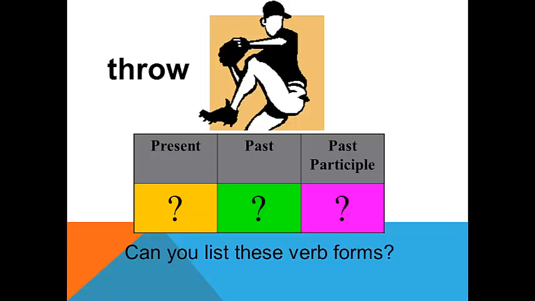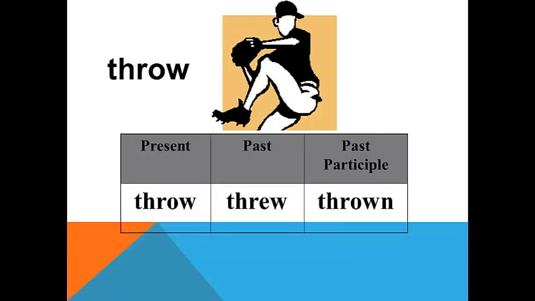We have here now the verb throw. We can throw, for example, garbage. We can throw a ball, or we can throw items in general with our hands. Present tense, throw. Past tense, threw. Past participle, thrown.